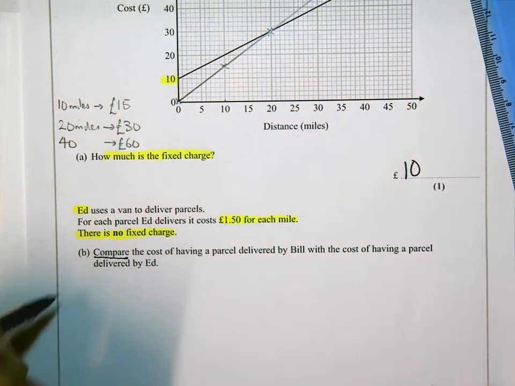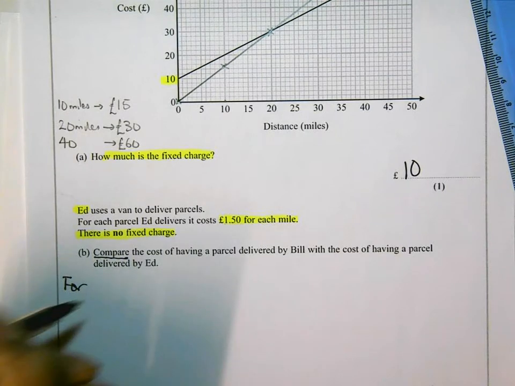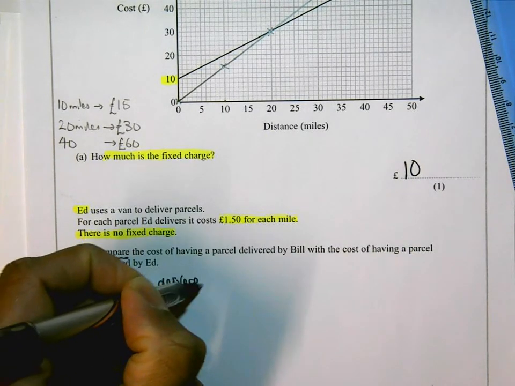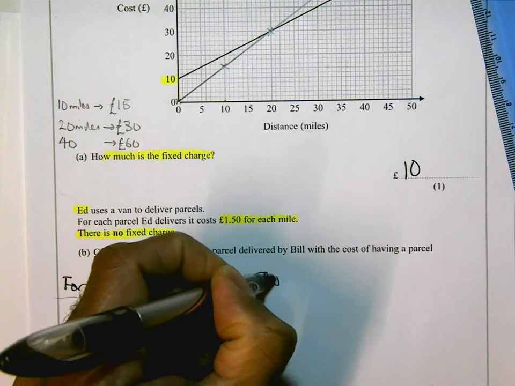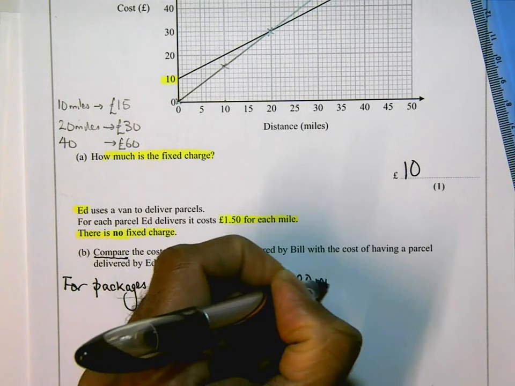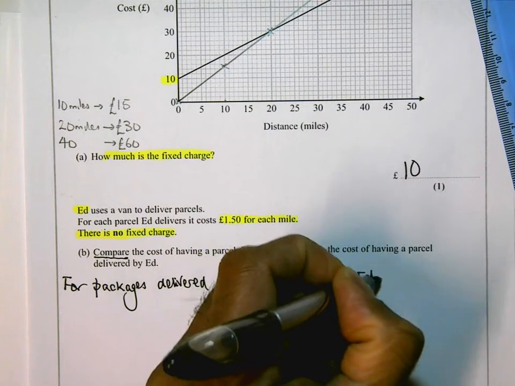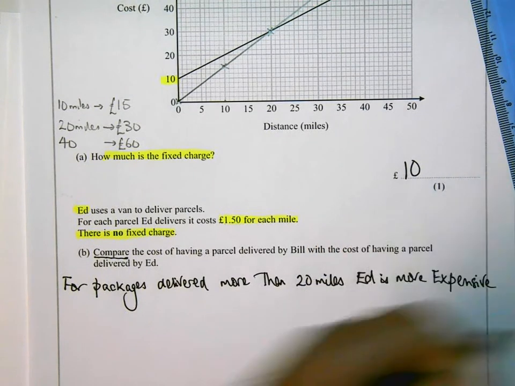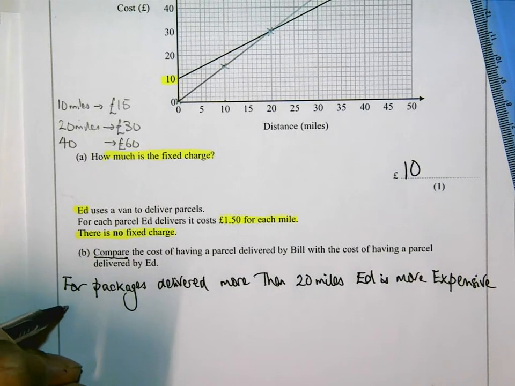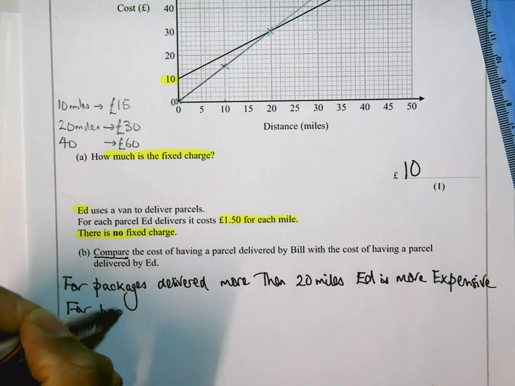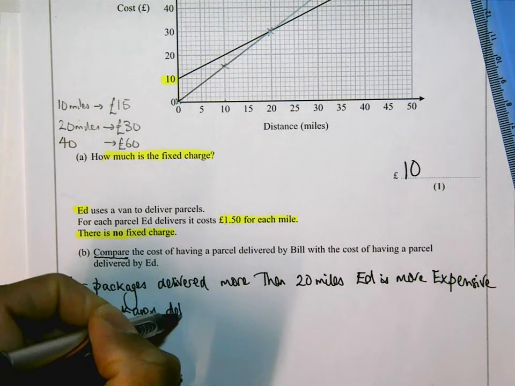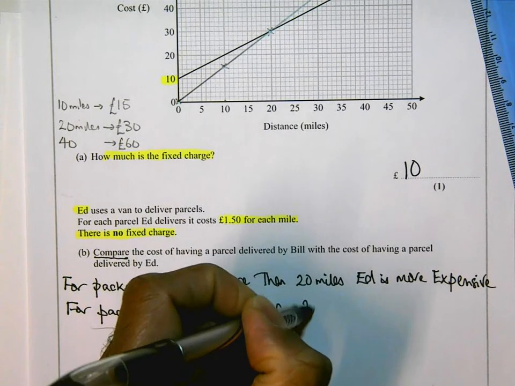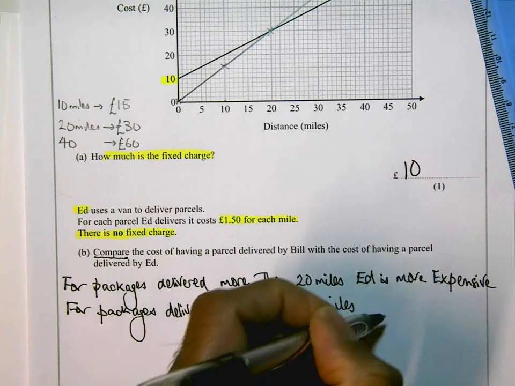For packages delivered more than 20 miles, Ed is more expensive. For packages delivered less than 20 miles, Ed is cheaper.